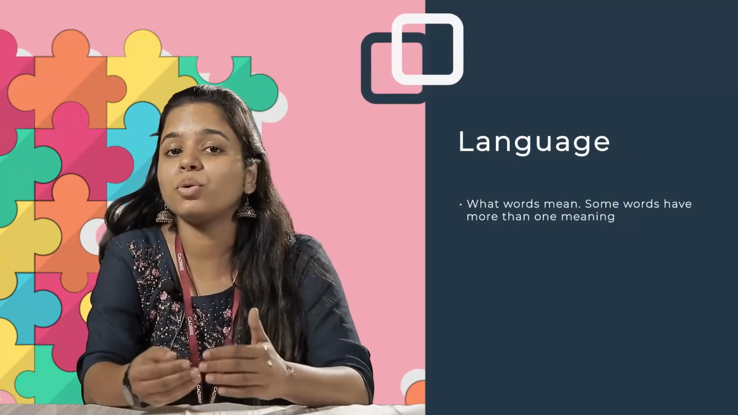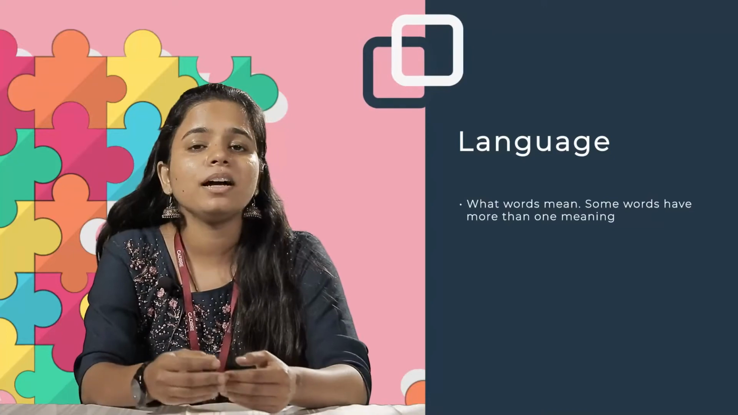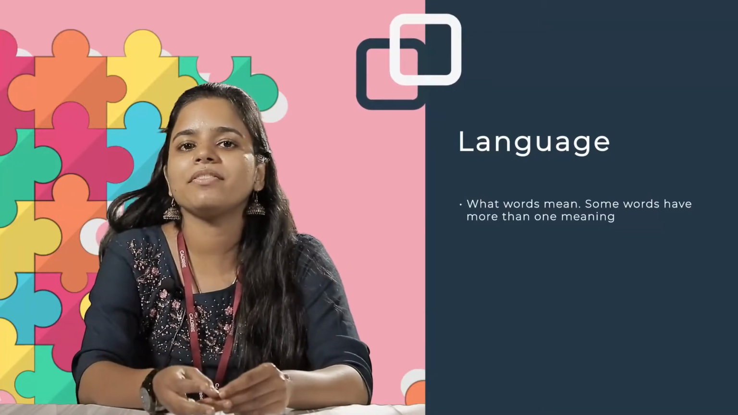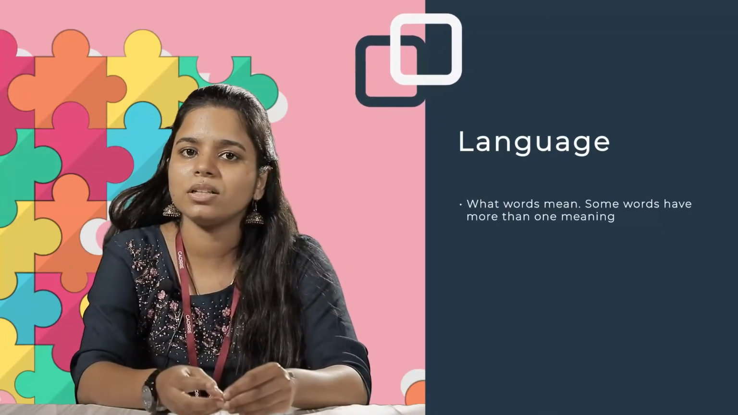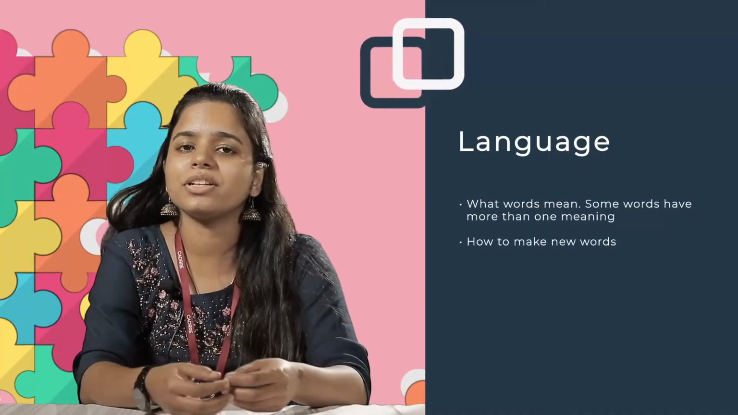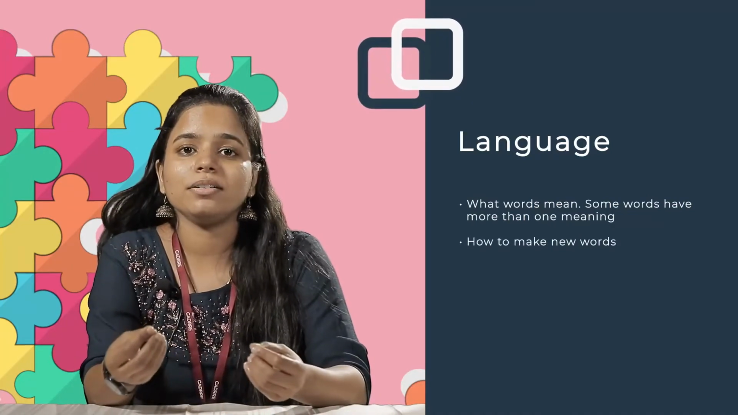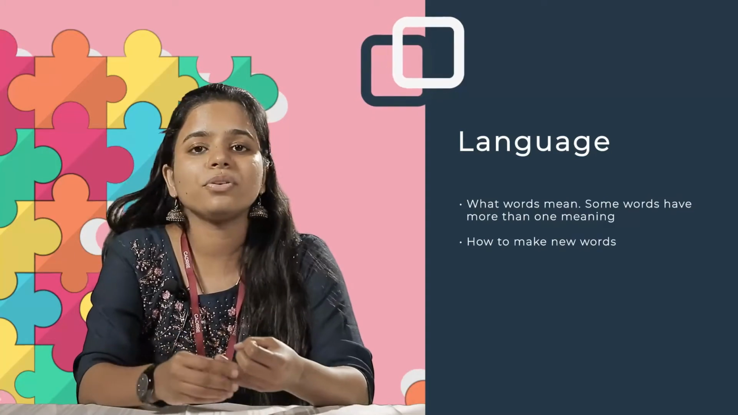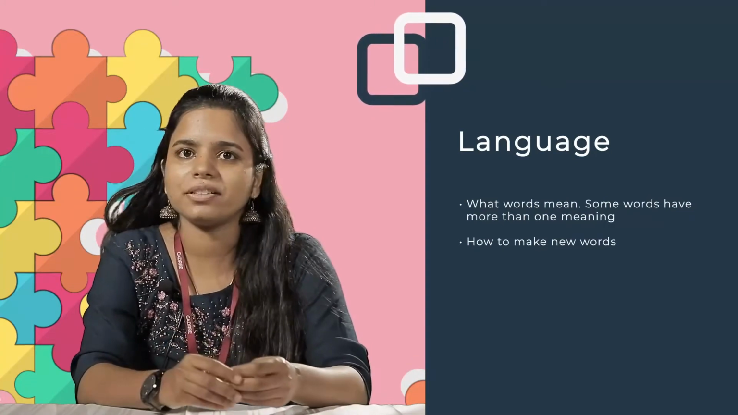Some words can have more than one meaning. For example, a bat can be an object that we play with or a mammal that flies. Or how to make new words. For example, we can say the words arm or forearm and mean something different.